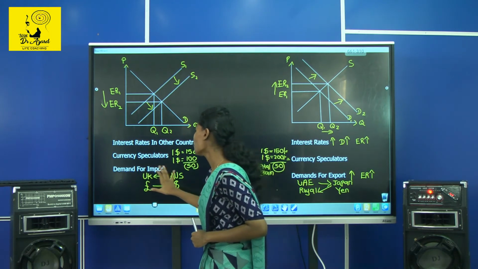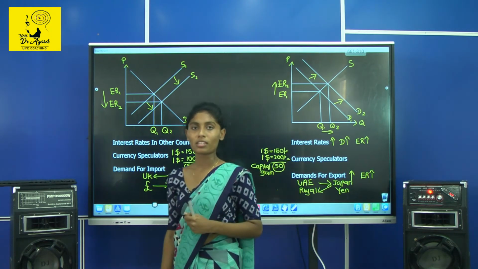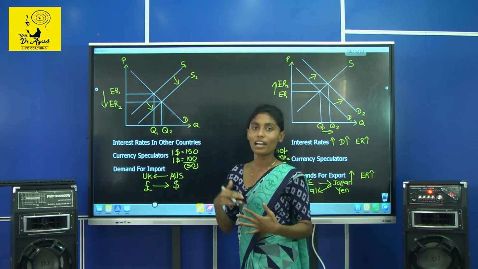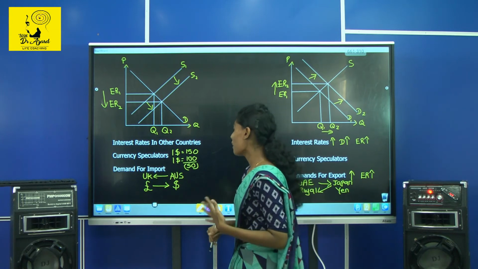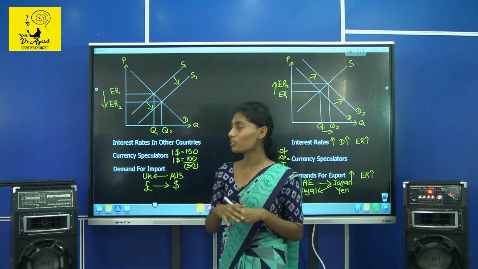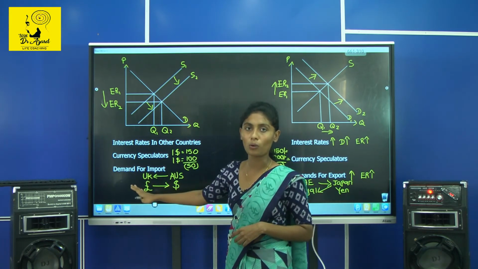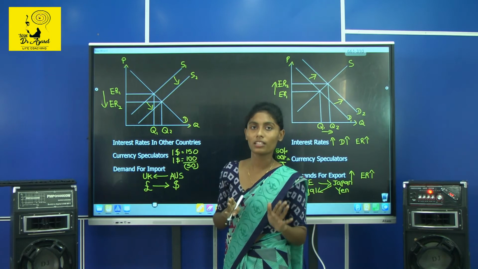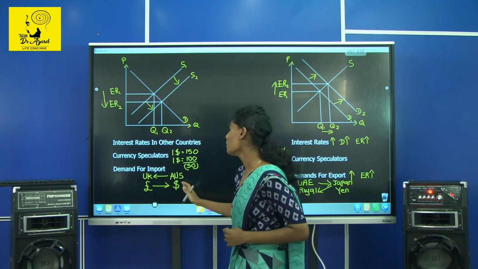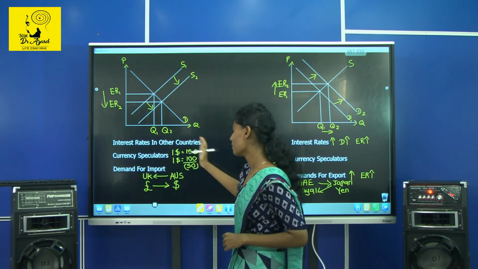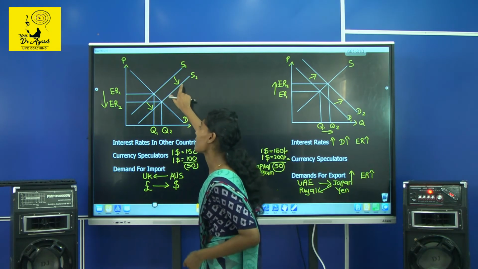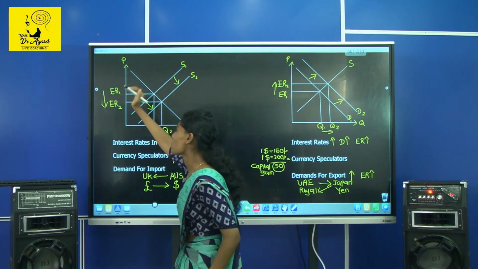Then we have demand for imports. What do you mean by imports? Imports means we are getting goods from one country to another country. For example, the UK is getting goods from Australia. When you buy goods from Australia, you can't pay in sterling pounds, because they are not producing pounds in Australia. So you have to pay them in Australian dollars. You exchange your sterling pounds into dollars and then pay them. So the supply of pounds will increase, and then there will be a decrease in the exchange rate.